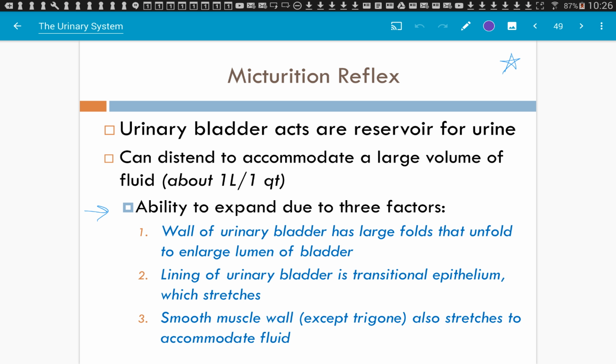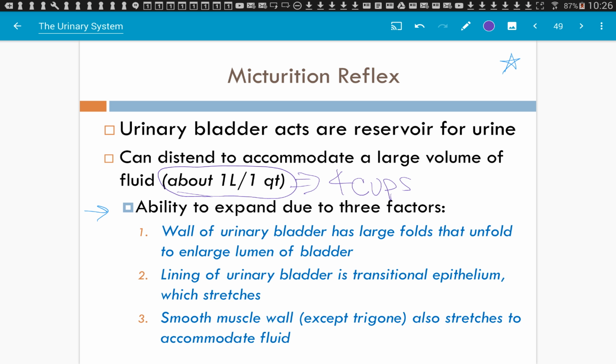Okay, the reflex that triggers the need to urinate is called the micturition reflex. And so first of all, notice the bladder can hold about 1 liter or 1 quart. A quart is 4 cups of water.